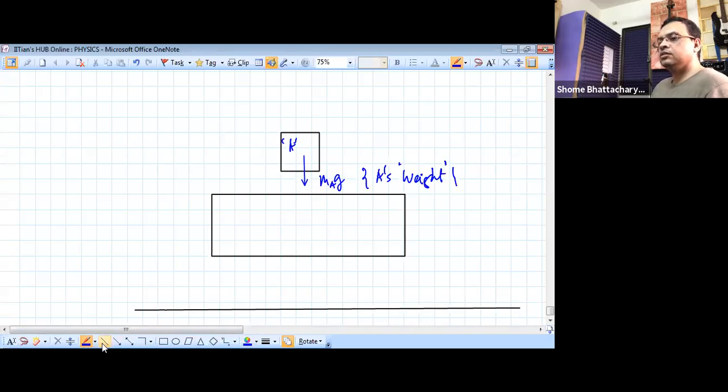So what will be the direction of contact force applied by the second body on A? It will be upwards. The second body, B, will be applying a normal reaction on A, which is upwards like this. Applied by B.